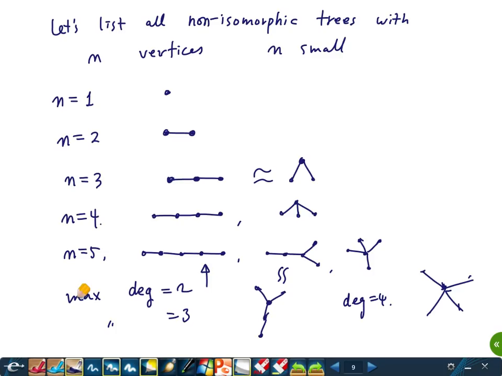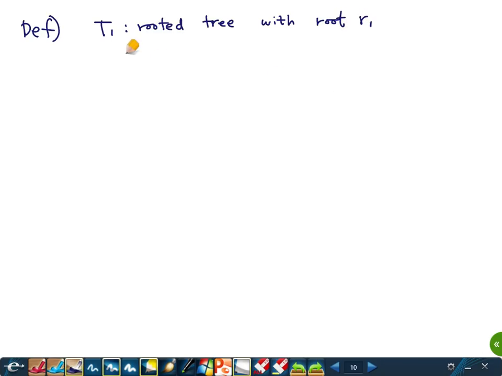So for trees, we don't have any new concept because we just borrow the isomorphisms from graphs, because trees are graphs. But we now consider some more structure on trees, like a rooted tree. And we can consider the isomorphism of rooted trees. Say T1 is a rooted tree with root R1. T2 is a rooted tree with root R2.